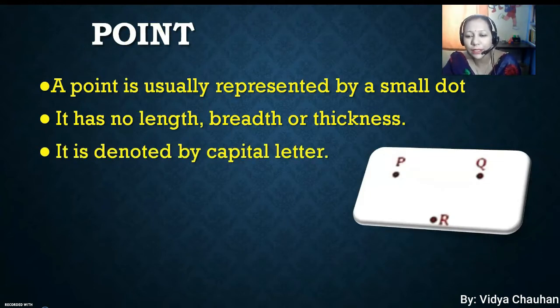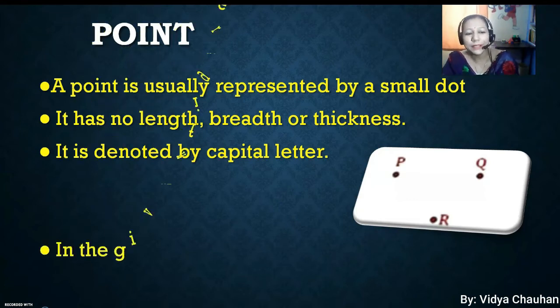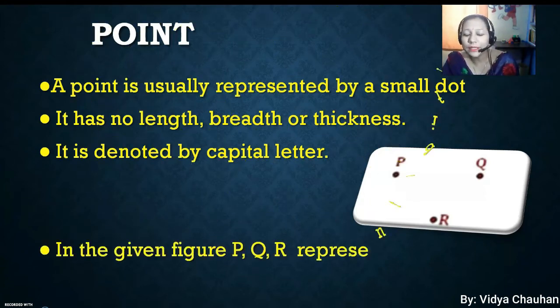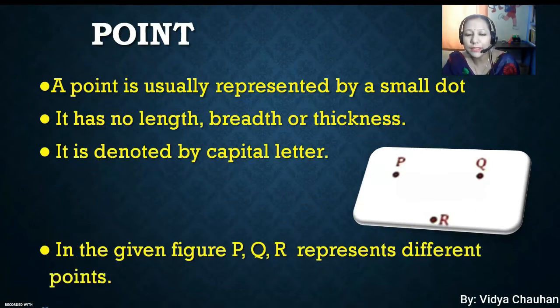As you can see in the image, there are 3 points, P, Q and R, and they are all denoted by capital letters. In the given figure, you can see that P, Q, R are representing 3 different points. So this is how we represent a point on a surface or any plane.